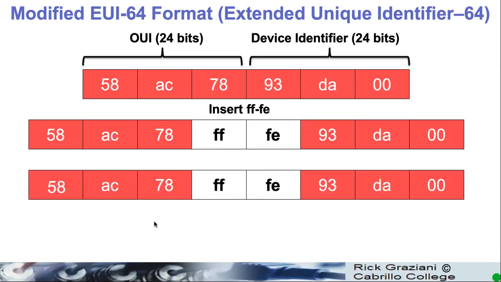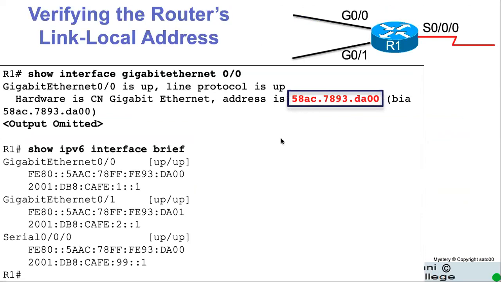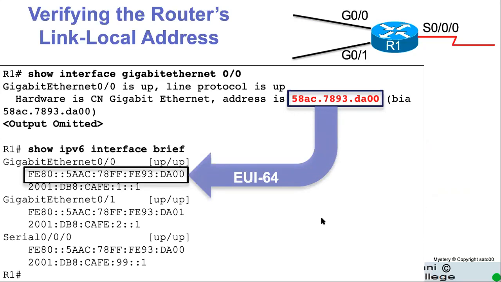What EUI-64 also does is it takes the 7th bit and flips it. It's known as the universal local bit. There's a history behind that that's not important, but it does get flipped. That's why you'll see that the second hexadecimal digit gets changed, in this case from an 8 to an A. So there's our MAC address, and there is our link local address. We can see that it's based on EUI-64 because it has FFFE in the middle, and we notice that 7th bit got flipped.